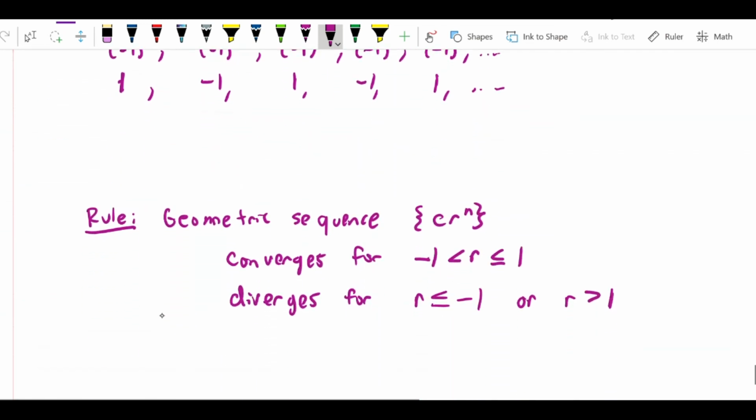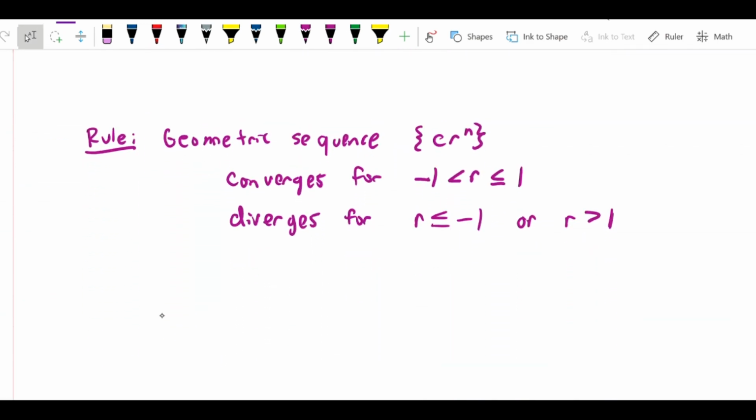I wanted to give you the rule for that, which is that for a geometric sequence c r to the n, whether it converges or not is entirely dependent on the common ratio, r. It has nothing to do with c. So for a common ratio r, as long as it's greater than negative 1 and less than or equal to 1, the sequence converges. Otherwise, if it's less than or equal to negative 1 or greater than 1, then the sequence diverges.